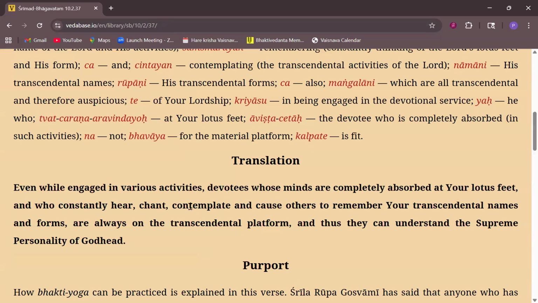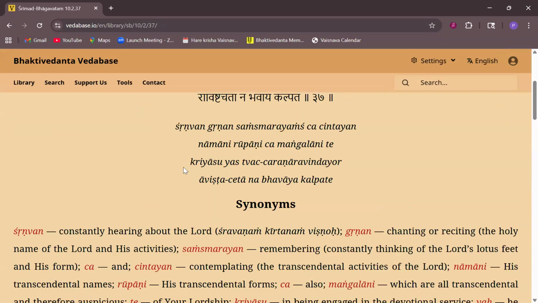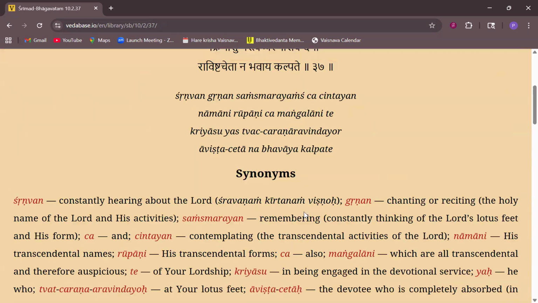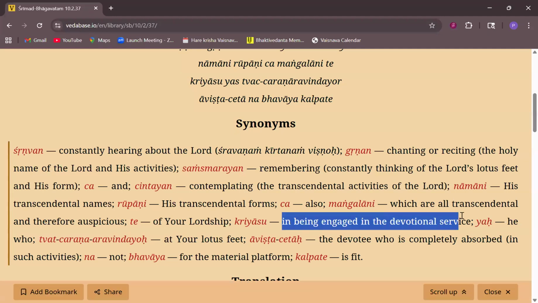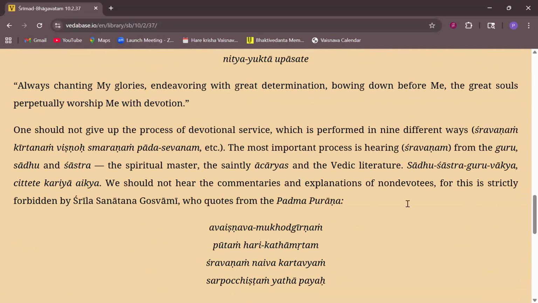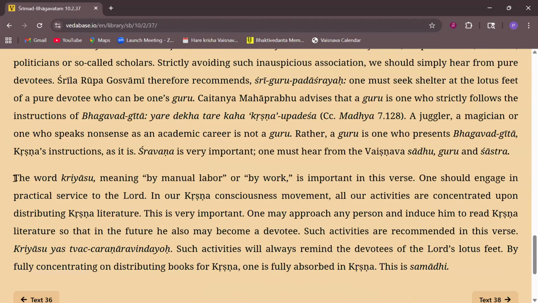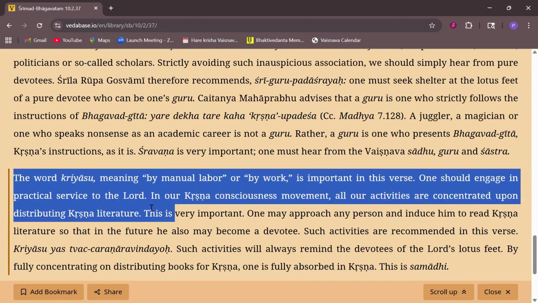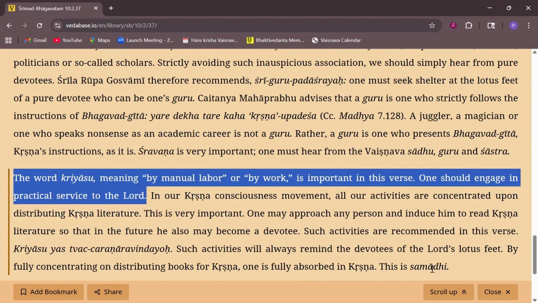You're doing so many activities. But what I wanted to show is there is a word here, "kriyashu." Prabhupada translates the word kriyashu as being engaged in devotional service, but then Prabhupada gives a very good answer further on: "The word kriyashu, meaning by manual labor or by work, is important in this verse. One should engage in practical service to the Lord." And then Prabhupada gives the example of book distribution. Don't think that all services are good. However, you have to engage in practical service. Manual labor has to be involved in that.